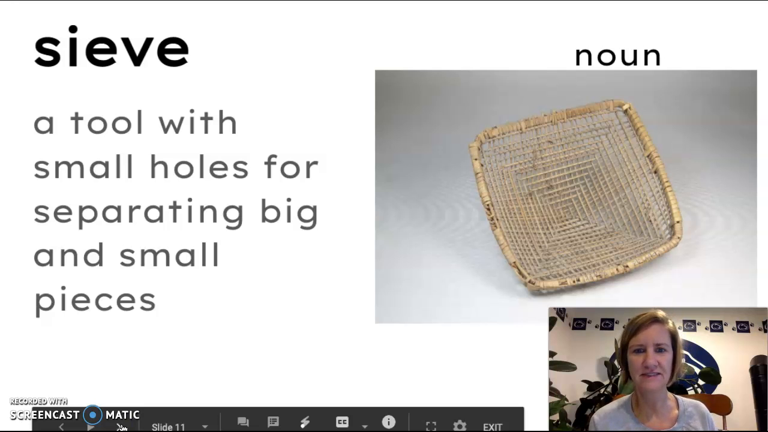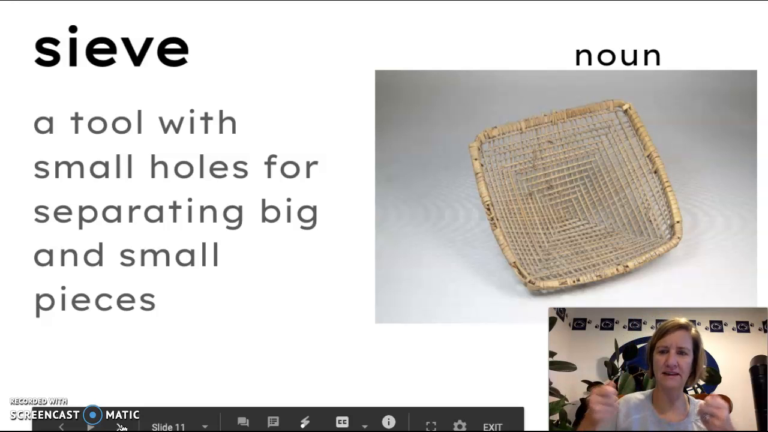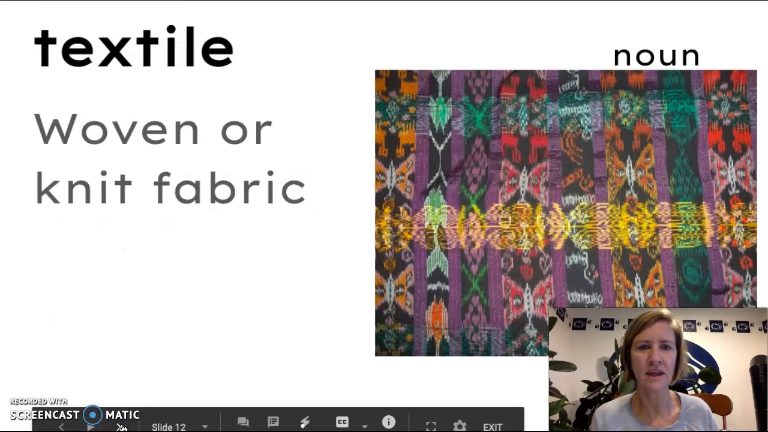Sieve. A sieve is a noun and it is a tool that has small holes so that you can separate maybe gold or sand from larger pieces of rock or artifacts. And then our final word for this lesson is the word textile. Textile is a noun and it refers to anything that is woven or knit. So your sweatshirt is an example of a textile. Your t-shirt is an example of a textile.